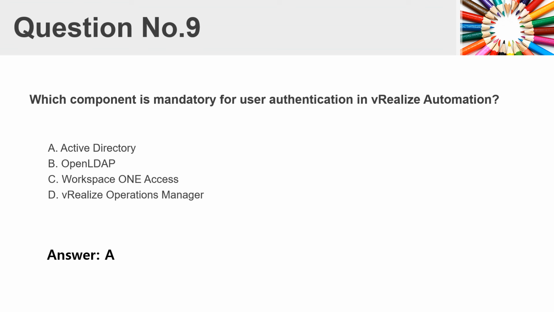Question number 9. Which component is mandatory for user authentication in vRealize Automation? A. Active Directory. B. OpenLDAP. C. Workspace ONE Access. D. vRealize Operations Manager. Answer A.